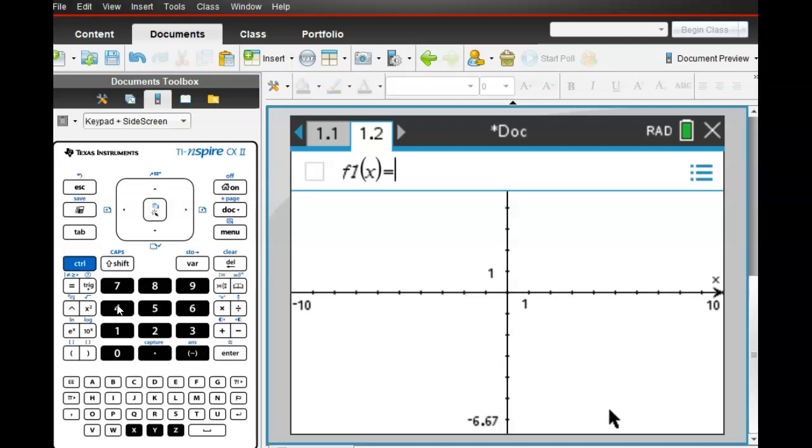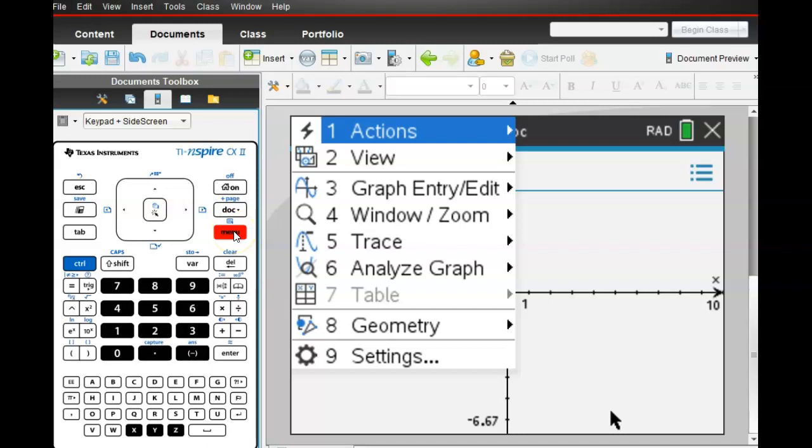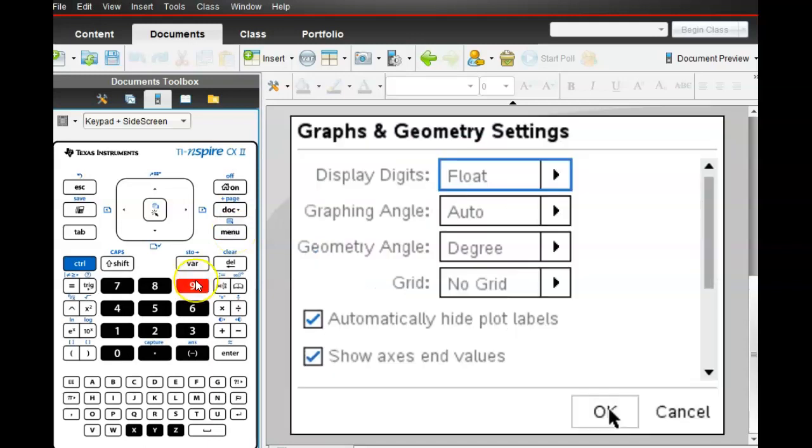Okay. We on a graph? We're going to hit menu while you're looking at your graph. 9 for settings. Make sure that one says float. Yeah, just float, not float 6. And then make sure you have automatically hide plot labels checked. If it's on radians, it's fine, because we're not really going to use degrees. I'm more worried about the float and the hide plot labels right now. Okay, and then you shouldn't have to do this anymore. Maybe if I update your calculators, then maybe we'll go back and check.